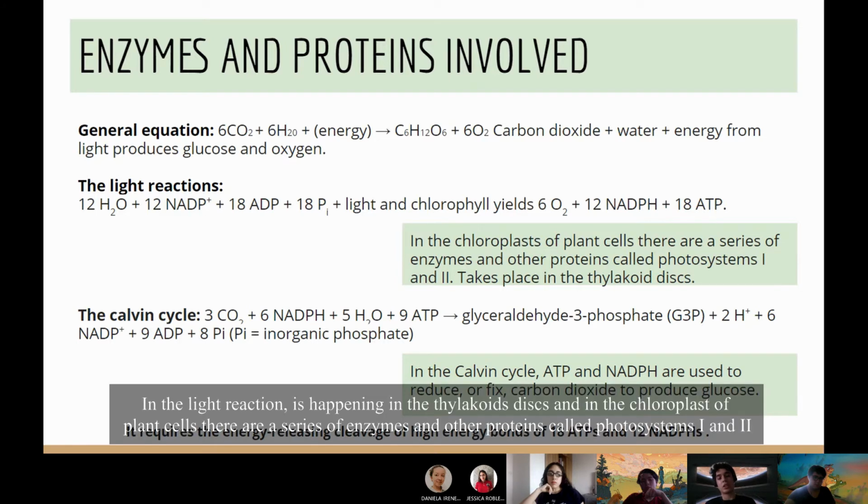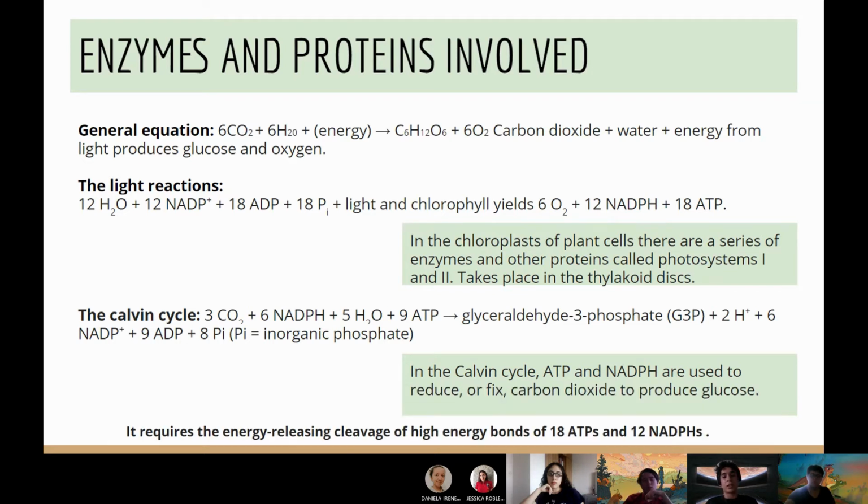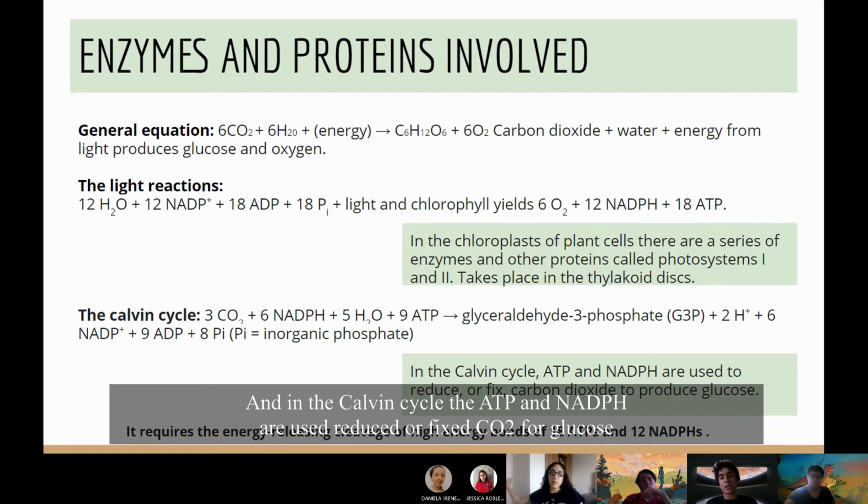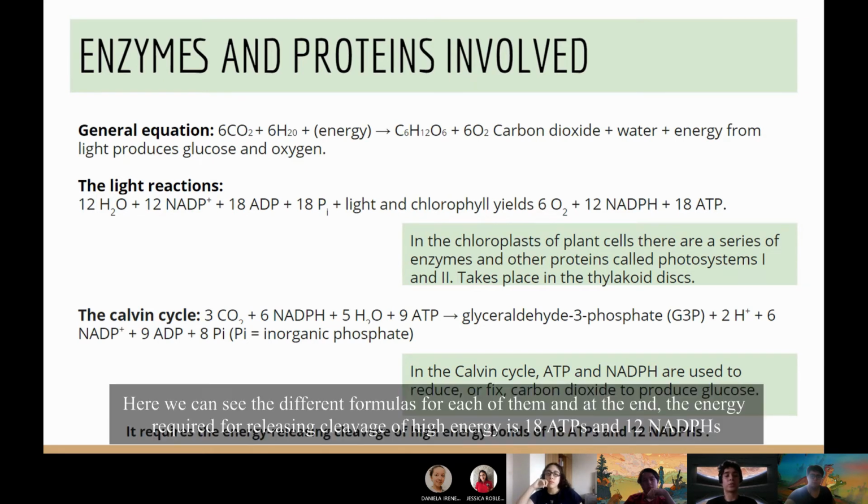The light reaction happens in the thylakoid discs, and in the chloroplast of plant cells there is a series of enzymes and other proteins called photosystems 1 and 2. In the Calvin cycle, the ATP and NADPH are used to reduce or fix carbon dioxide to produce glucose. Here we can see the different formulas for each of them. And at the end, the energy required is 18 ATPs and 12 NADPHs.